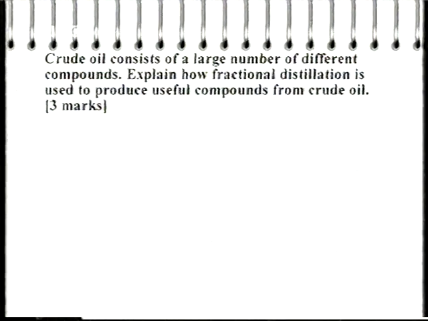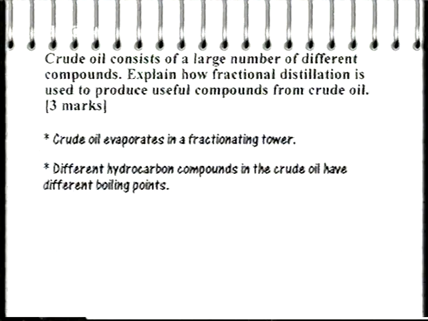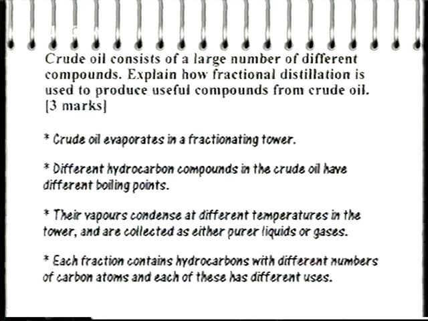A fairly full answer would go something like this. Crude oil evaporates in a fractionating tower. The different hydrocarbon compounds in the crude oil have different boiling points. That means their vapours condense at different temperatures in the tower and can be collected as purer liquids or gases. Each fraction contains hydrocarbons with different numbers of carbon atoms, and each of these has different uses. Note that there's no need to write lots of detail about the fractionating tower itself and all the different products it produces. There's more about the production of useful organic compounds in the higher tier programme.